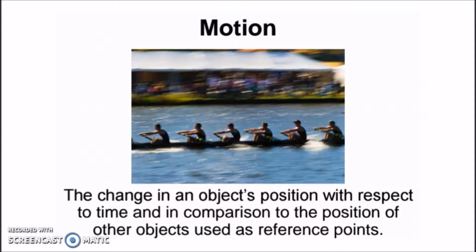Okay. Motion is the change in an object's position with respect to time and in comparison to the position of other objects used as reference point. Blech, that's an ugly definition. Okay. Motion just means when you look at something, compare it to another object that is not moving, you can see that your object changes position. Like this boat right here, okay? If you look at this tent over here, while this boat is moving, the tent doesn't move because it's stationary, and then you can tell that the boat is moving because its position changes compared to that tent. Okay? That's what motion is.